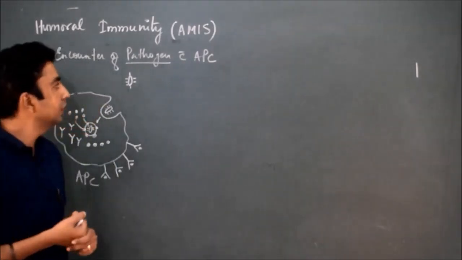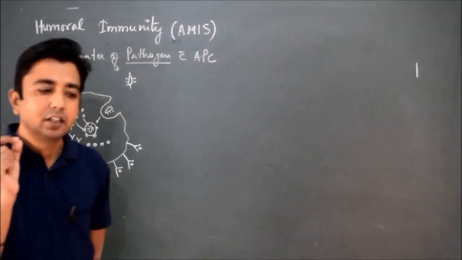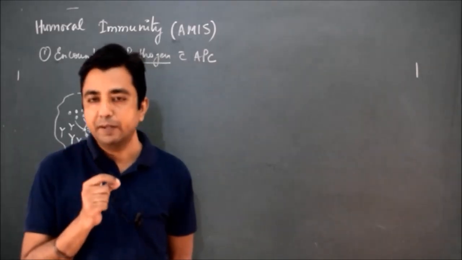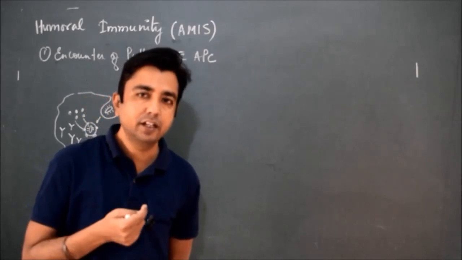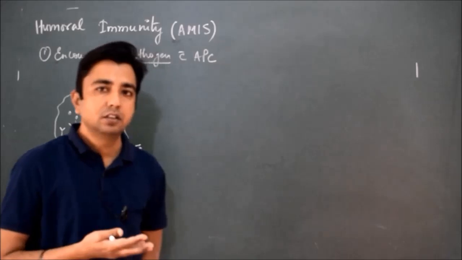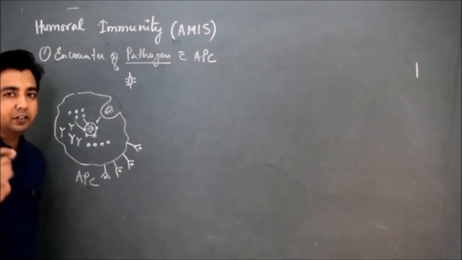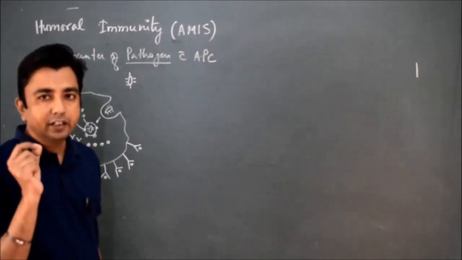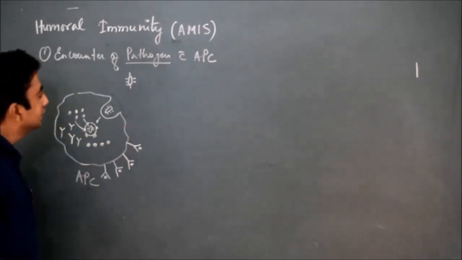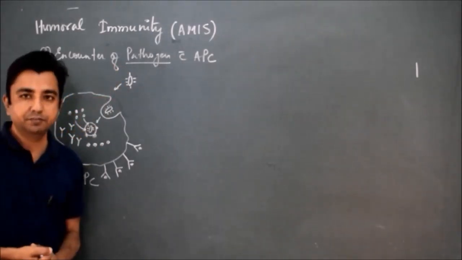And it is important to note that APC, antigen presenting cells, are located on those sites in the body which are the entry points for pathogens, like skin, mucous membrane, urinary tract, digestive tract, respiratory tract or reproductive tract. So whenever a pathogen enters into the body, it first encounters the APC. Okay, so this is the first encounter of pathogen with APC.